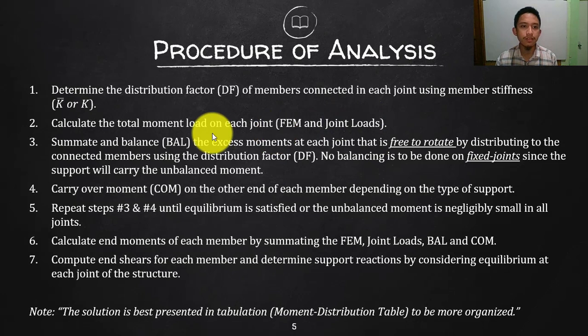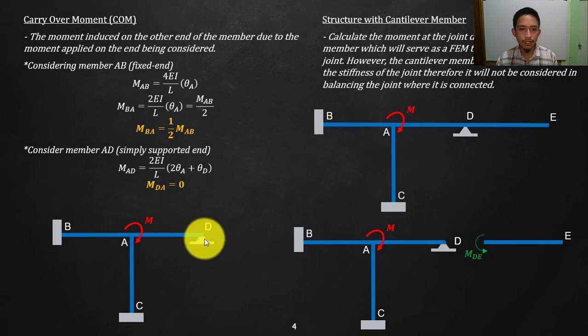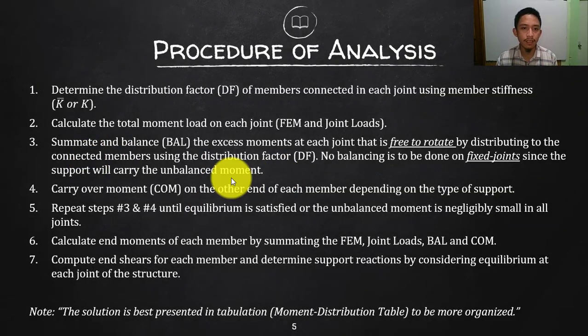So, joint loads. Once you have the moments on the joints, you need to analyze if there is an excess, of course. We will summate the FEM and, if there are any, the joint loads. You need to satisfy that some joints on your structure should not have an excess moment. For example, at this joint, there should be no moment, and at this joint, there should be no moment, since that is not a fixed support. It's okay to have a moment at your B and C, since those are fixed supports, so they will receive the moment.